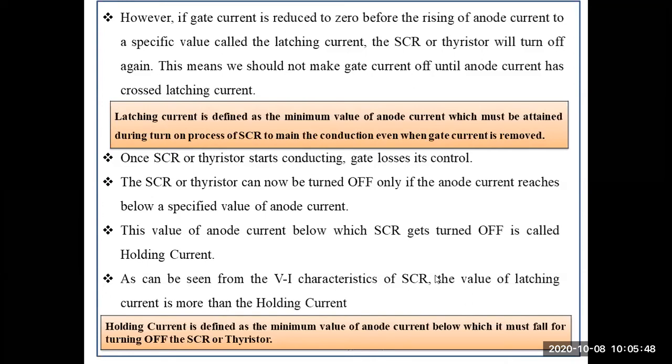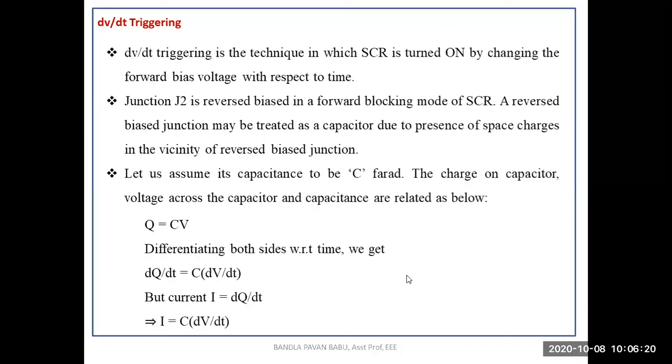It is the minimum value of anode current below which it must fall for turning off the SCR or the thyristor. Below this holding current, the SCR turns off. Not only the SCR, in the thyristor family, whether it is an SCR, TRIAC or GTO, this is the minimum current required, and if the current goes below the holding current, the SCR turns off. So that's about the gate triggering method.